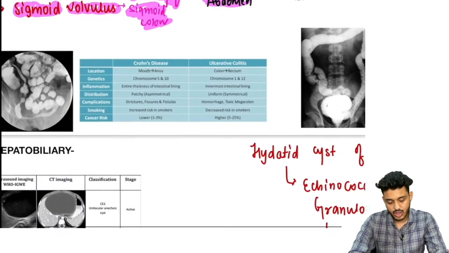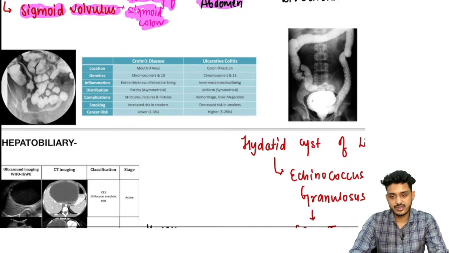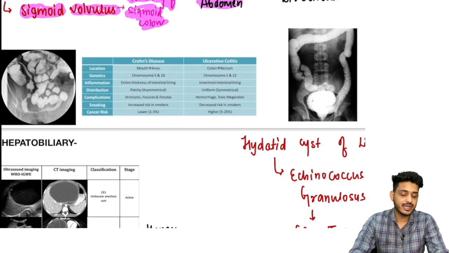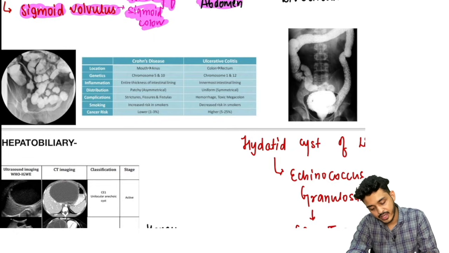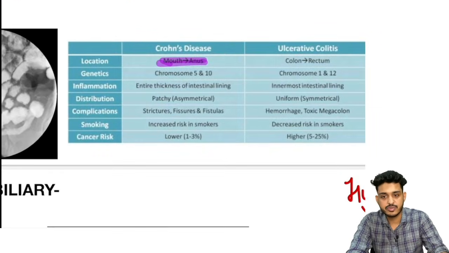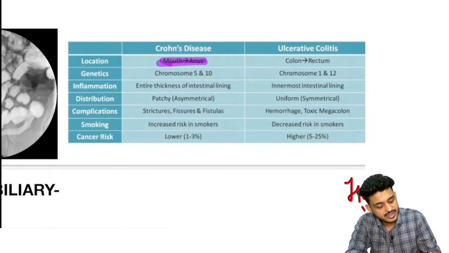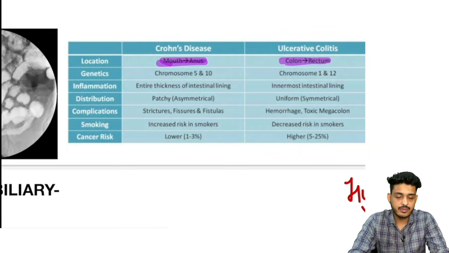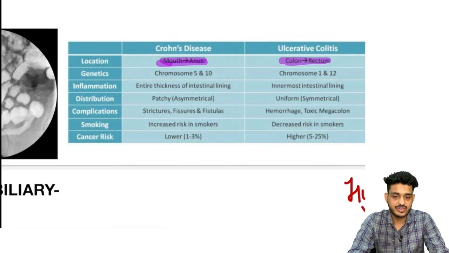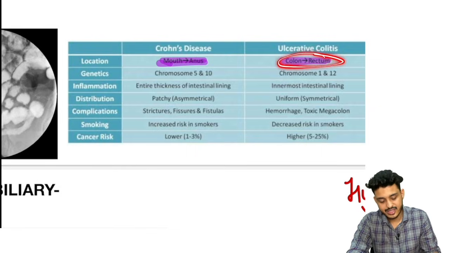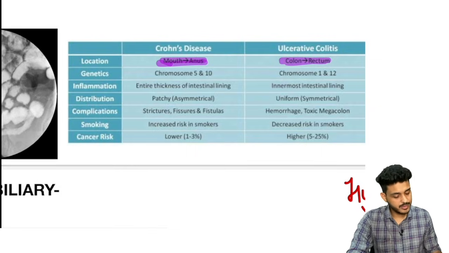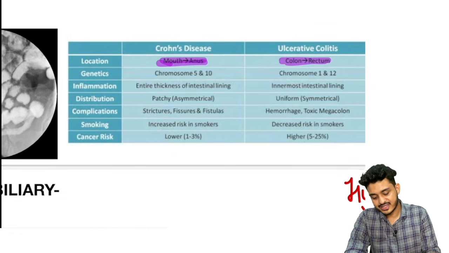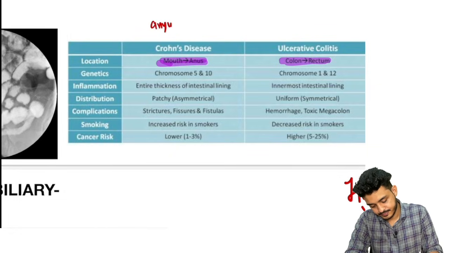Then we have Crohn's disease and ulcerative colitis. You can remember Crohn's can happen anywhere, from mouth to anus. This is your Crohn's disease. Whereas ulcerative colitis is going to start from the rectum and can come up to the colon, so colorectal involvement will be there. Crohn's disease can happen anywhere.